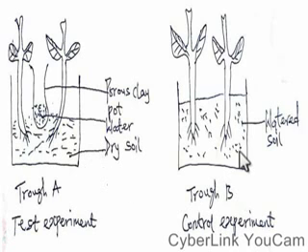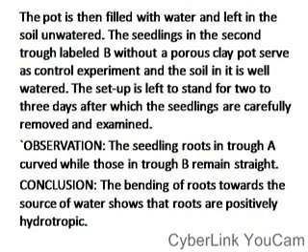Look at the second trough, which is trough B. There is no porous clay pot, and the soil is already watered. If you look at the root, it did not bend toward anything. The root just grew downward. So this one serves as the control experiment. This one serves as the test experiment. Now let us look at the observation and conclusion.